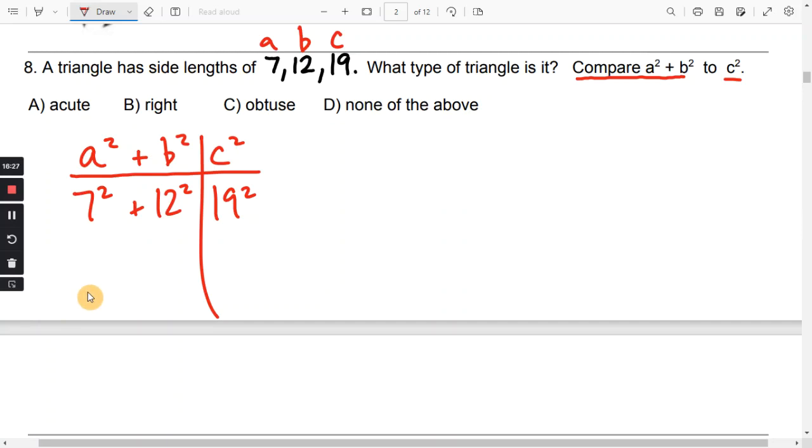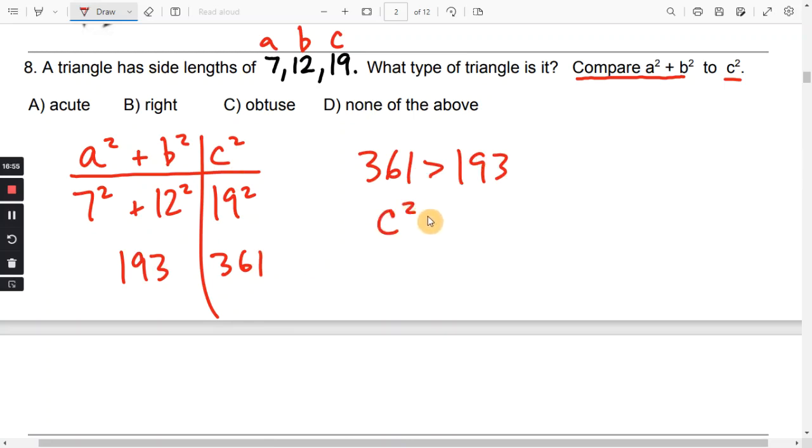7 squared plus 12 squared, I get 193. And 19 squared is 361. So 361 is greater than 193, which means that c squared is greater than a squared plus b squared.